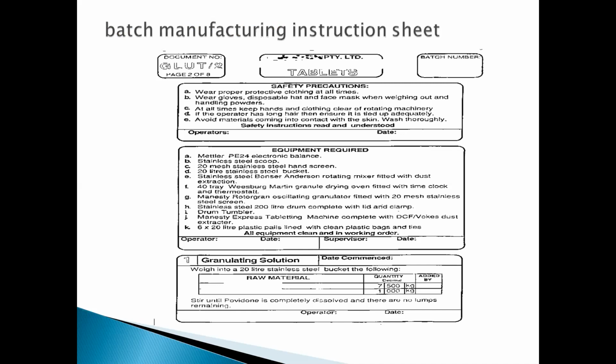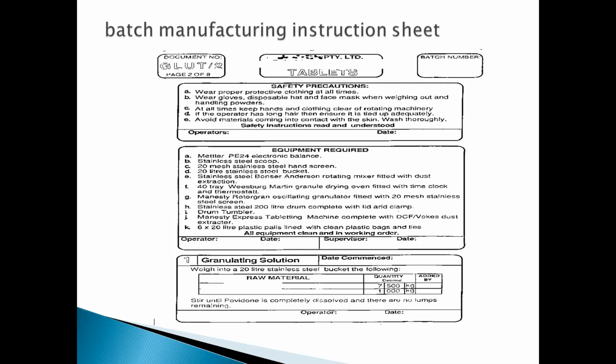In the safety precautions: wear proper protective clothing at all times, wear gloves at all times, keep hands and clothing clear of rotating machinery. If the operator has long hair, ensure it is tied up adequately. Avoid materials coming into contact with the skin, and wash thoroughly.